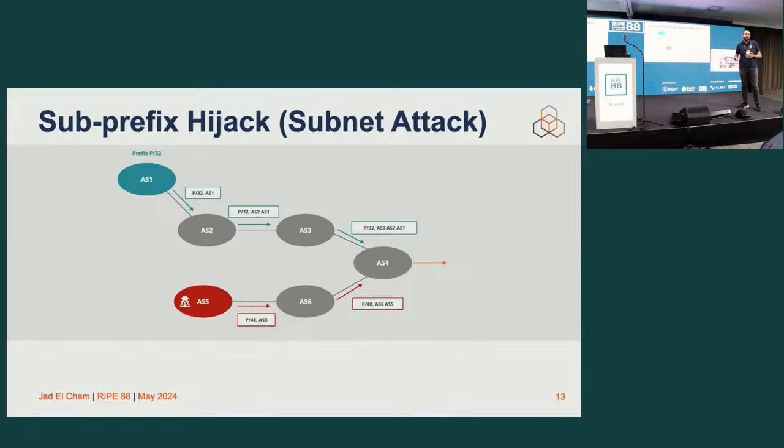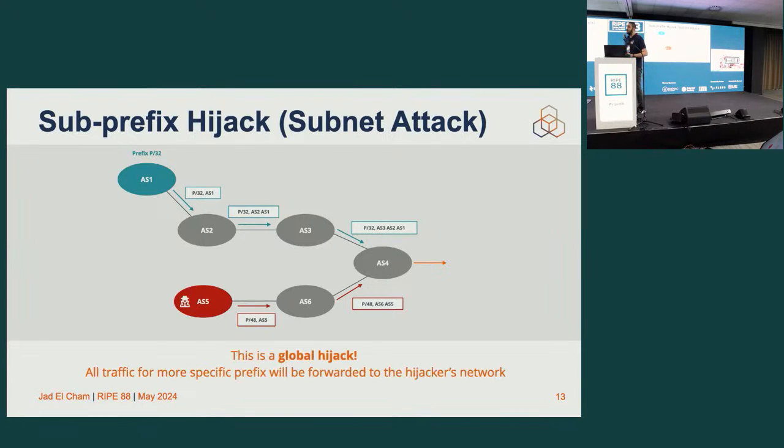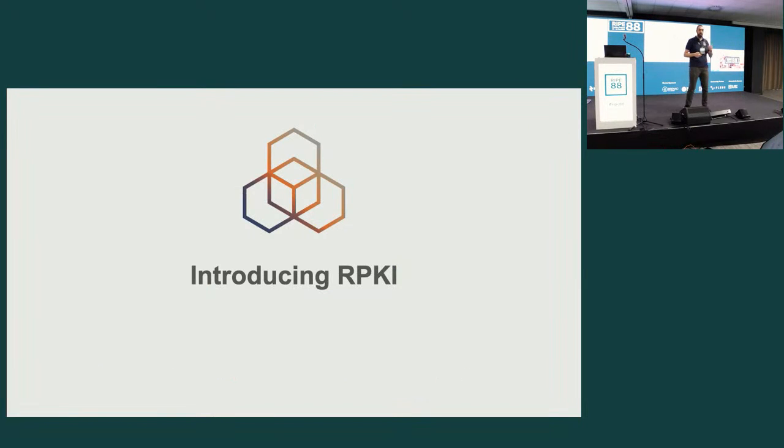And at the end of the day, when it comes to routing, there's one golden rule, which is the longest prefix match. So in this scenario, this would be a global hijack because everybody in the world would start sending their traffic to the adversary. So RPKI was designed to address these sorts of issues, these hijacks. So the origin or the prefix hijack or the sub-prefix hijacks.